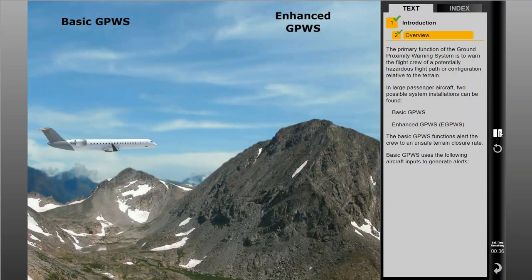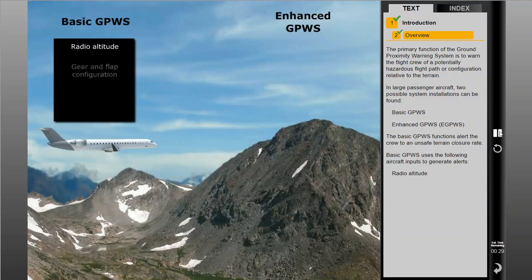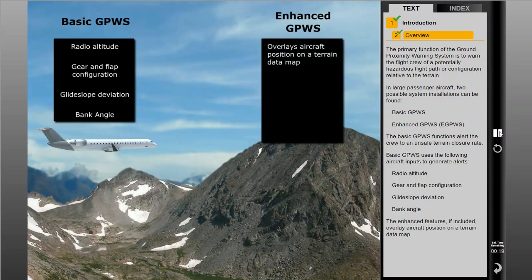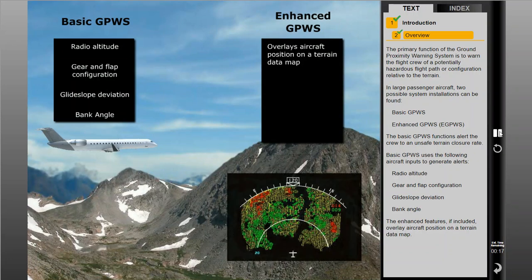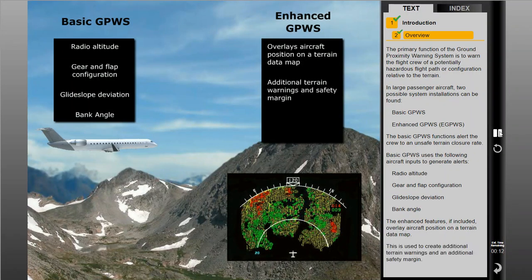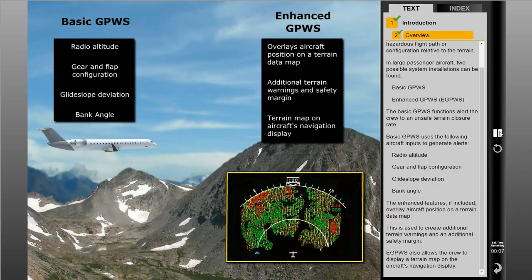Basic GPWS uses the following aircraft inputs to generate alerts: radio altitude, gear and flap configuration, glide slope deviation, and bank angle. The enhanced features, if included, overlay aircraft position on a terrain data map. This is used to create additional terrain warnings and an additional safety margin. EGPWS also allows the crew to display a terrain map on the aircraft's navigation display.